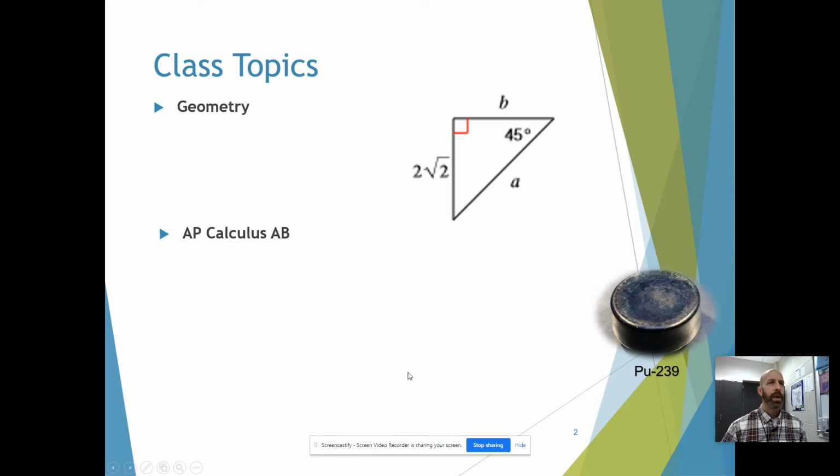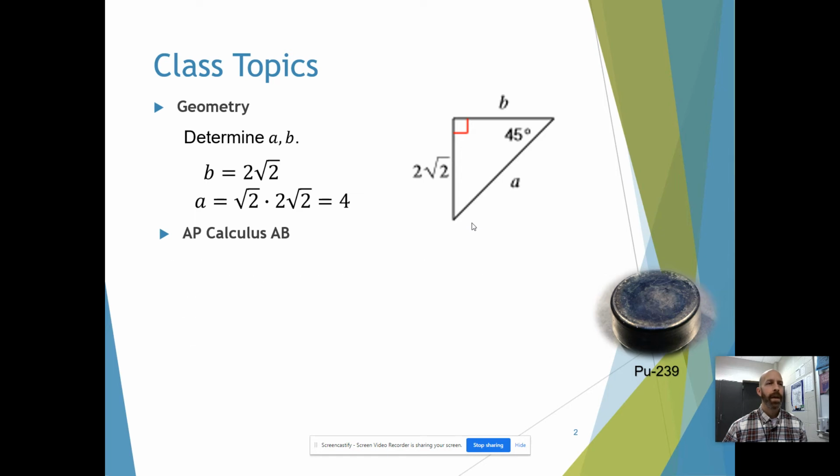In geometry, we are looking at special right triangles and trigonometry. So here we have what's called a 45-45-90 right triangle, and we were asked to find the lengths of segment A and B. It turns out that since this is a 45-45-90, it has to be an isosceles right triangle, which means that both legs are the same length, and therefore B is 2 radical 2. To find the hypotenuse, we are just going to use our rule for 45-45-90s and multiply the leg by square root of 2. And so we get the length of A is 4.